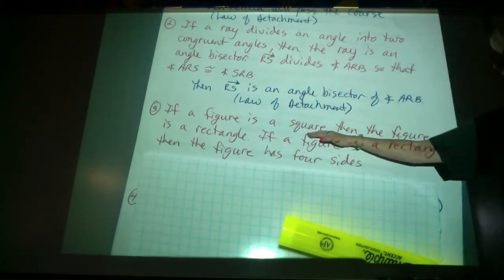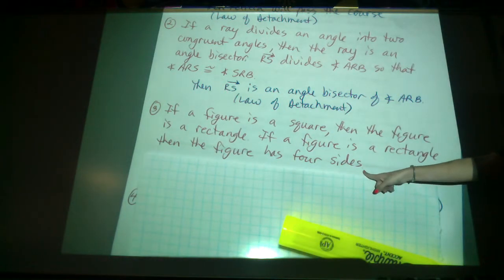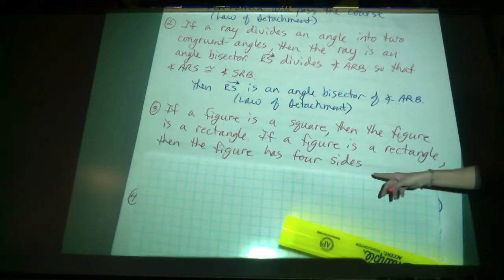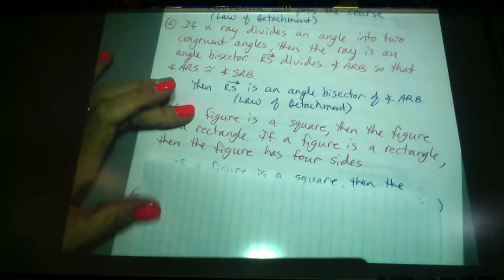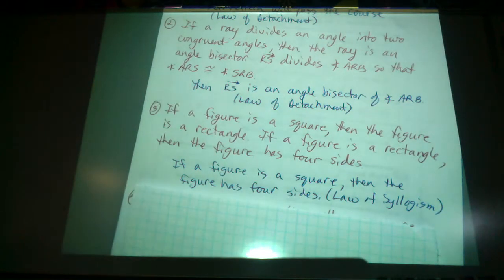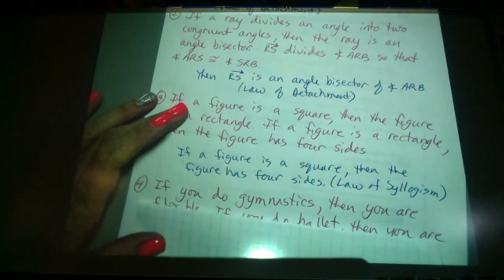If a figure is a square, then the figure has four sides. Is that true? Yeah. What's nice about the law of syllogism is there's no editing needed. You just take out the repeated parts and put the other two phrases together. So we end up with, if a figure is a square, then the figure has four sides. So the law of syllogism you should like, because there's less thought process to it.